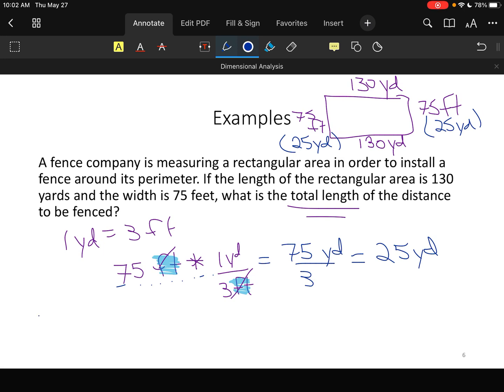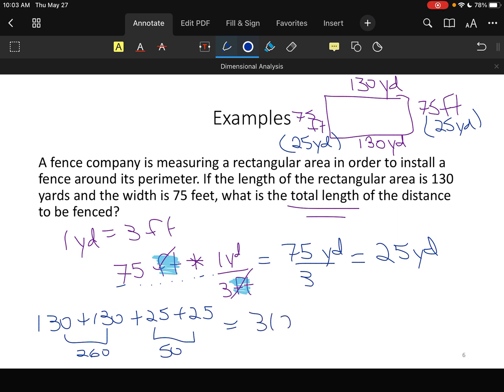So we're going to add up all the sides. So that's 130 plus 130 plus 25 plus 25. That's 260 plus 50. And remember, all this is in yards. So this is 310 yards. Okay? So no problem.